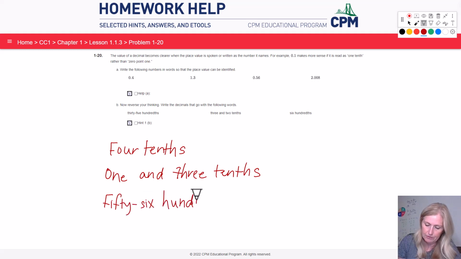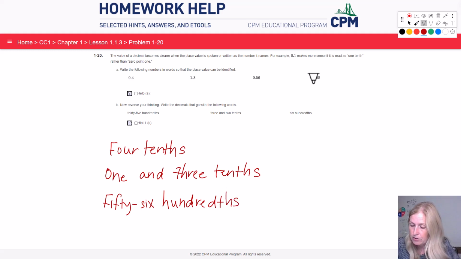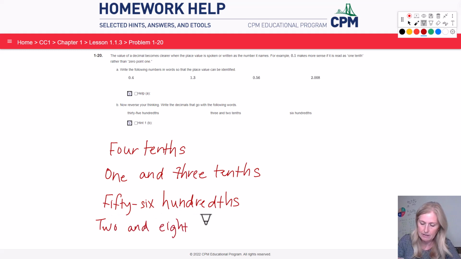And you can abbreviate if you want to. Okay, the last one. 2.008. Don't forget there's a whole number, so I'm going to say 2 and where that decimal is. But look at that 8. What place value is the 8 sitting in? So you got the tenths, the hundredths, and then the thousandths. So it's 8 thousandths, right? So 2 and 8 thousandths. Okay, there you go.